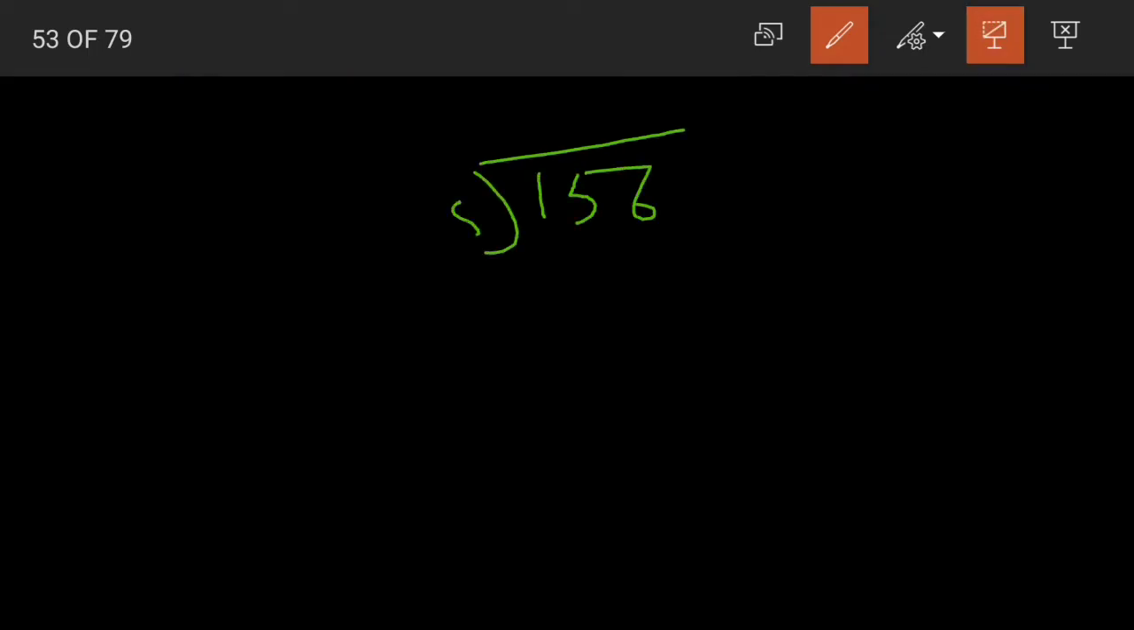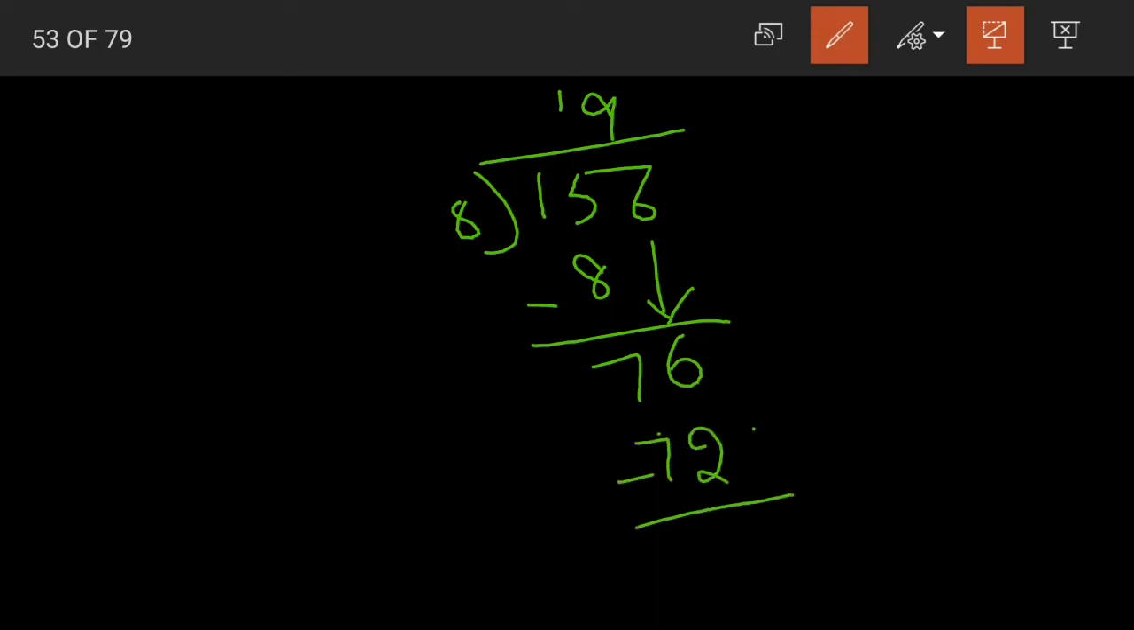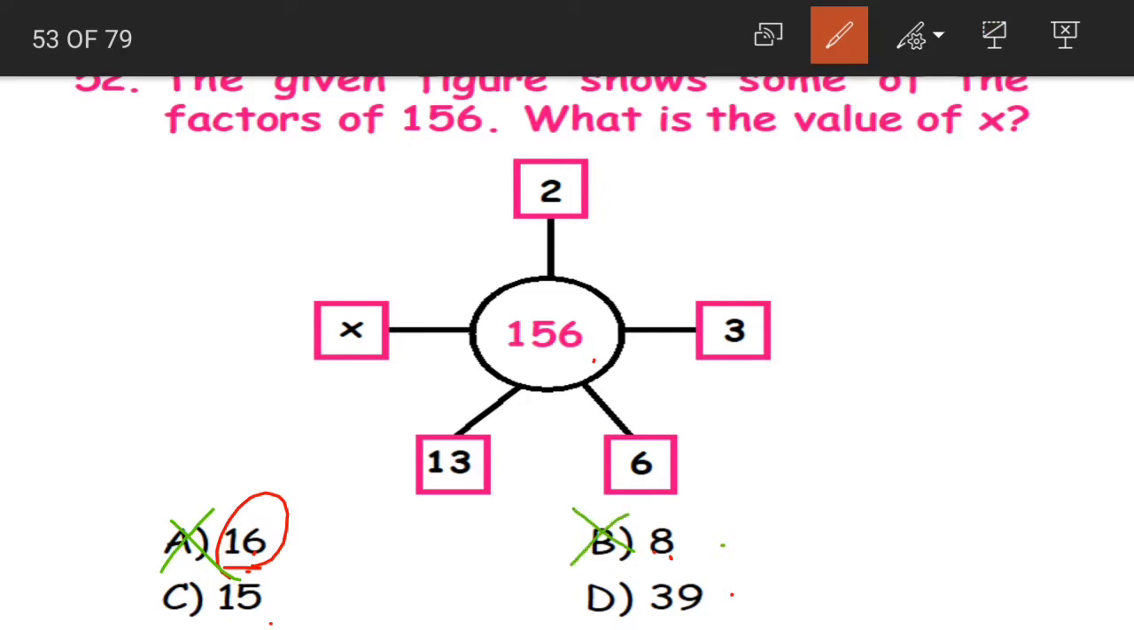156 divided by 8. We have 8 ones are 8. When we divide, 7 is remaining. And then 6 brought down, we are left with 76. Now again, is 76 divisible by 9? No, we have 8 9s are 72 and 4 will be remaining. Again, 8 is also not a factor of our 156. Again, 15 is also not a factor of 156.